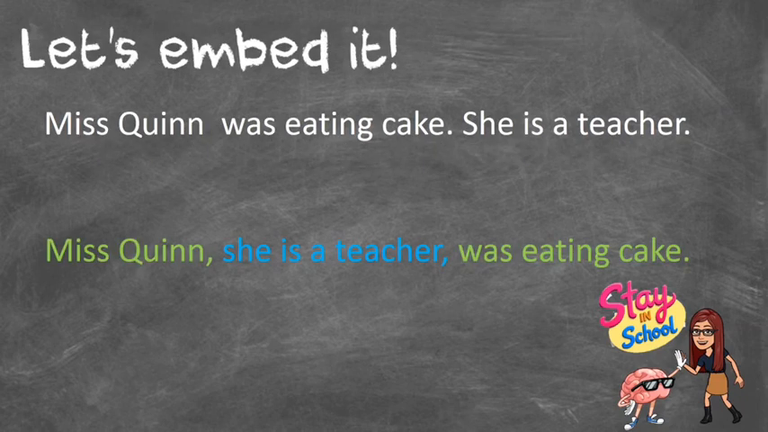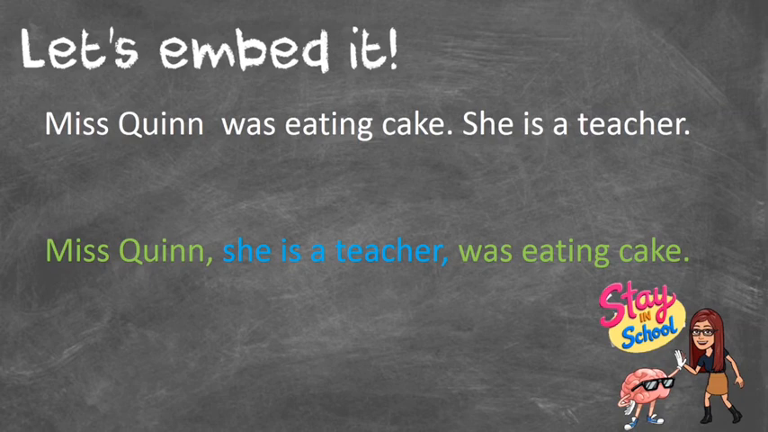So here I've popped it in the middle. So my new sentence now says, Miss Quinn, she is a teacher, was eating cake. Now, although I have managed to get that into one sentence, because I've not done any tweaking or any changing, I've literally just taken the last sentence and put it in the right place in the sentence, it doesn't flow, it doesn't make sense.